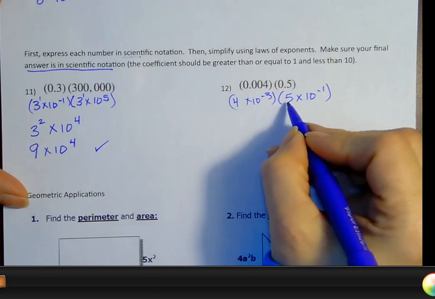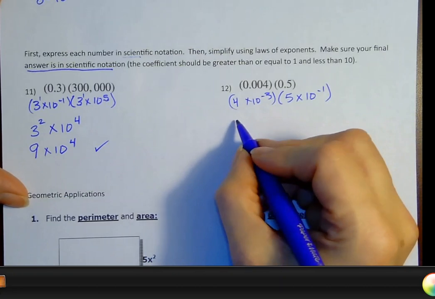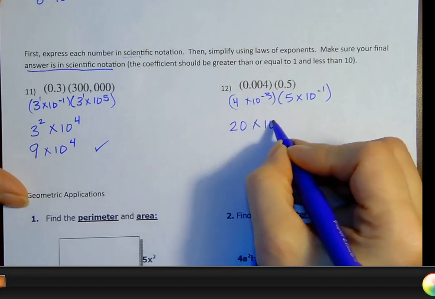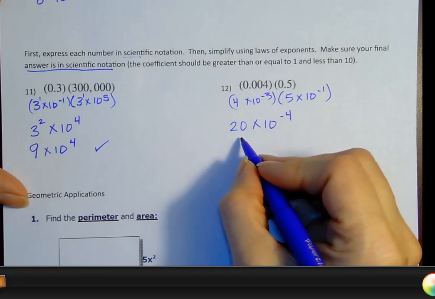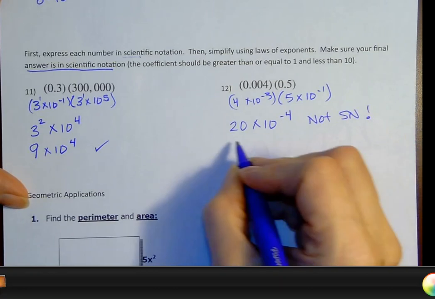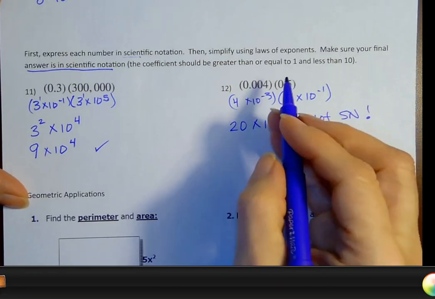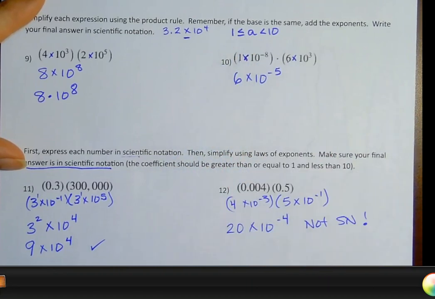4 times 5. It's not the same base, so I don't get to use that little trick, but 4 times 5 we can do, 20. Times 10 to the -3 plus -1 is -4. This is not in scientific notation, though. Hold on, not scientific notation, because 20 doesn't fit the bill, right? 20 is not in between 1 and 10.